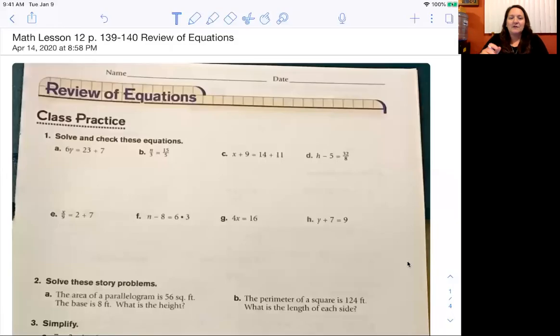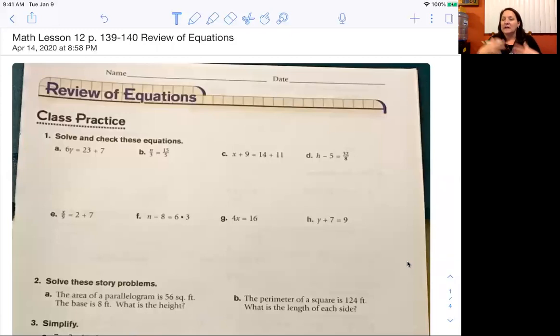Sharing my screen with you. There we go. So we're on review of equations today. Remember we talked about equations. And when we have a letter inside of a number sentence, we're solving for that letter. And that letter is called a variable. So let's look at A.